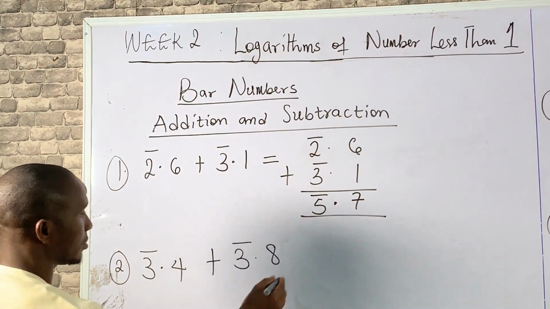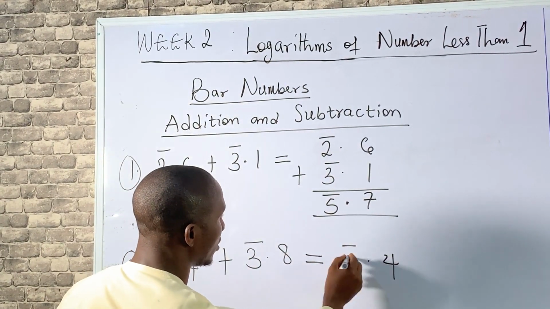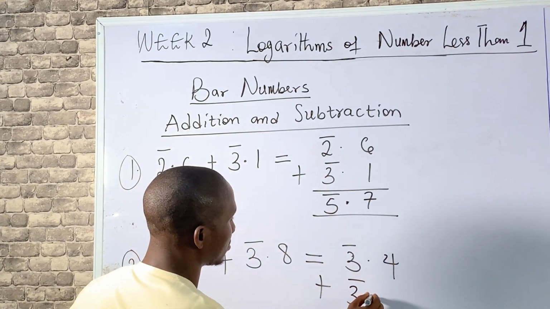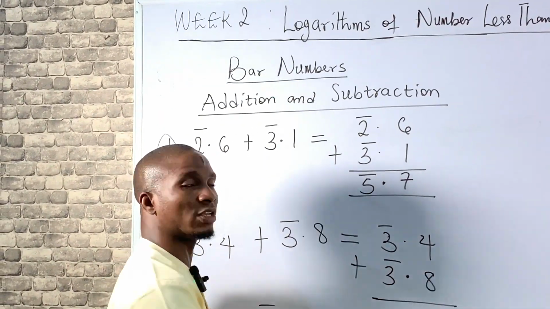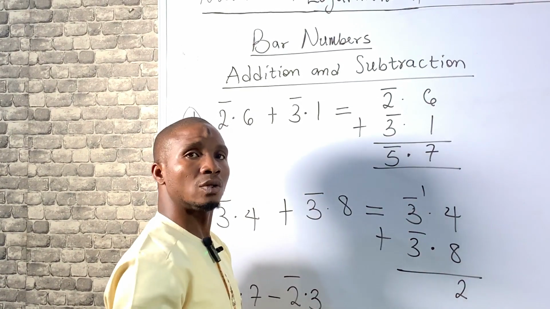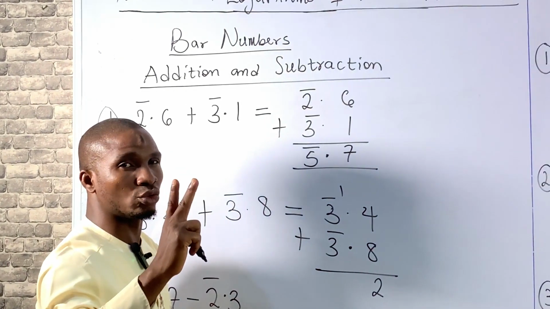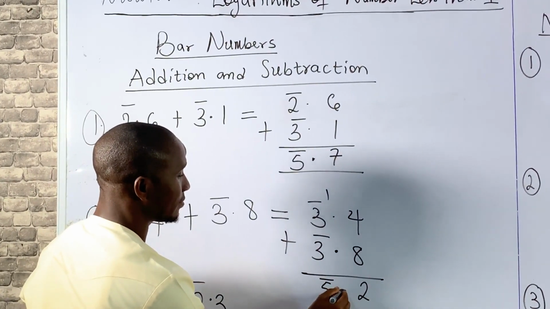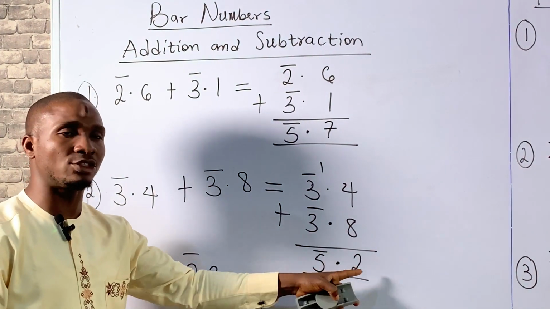The second question, bar 3.4 plus bar 3.8. So we want to add. So 4 plus 8 will give us 12. Then you are carrying 1 over. The 1 minus 3 will give us minus 2. Minus 2 minus 3 gives us minus 5. So the answer to this question now is bar 5.2.